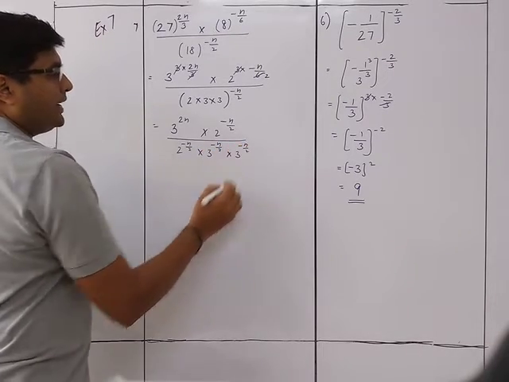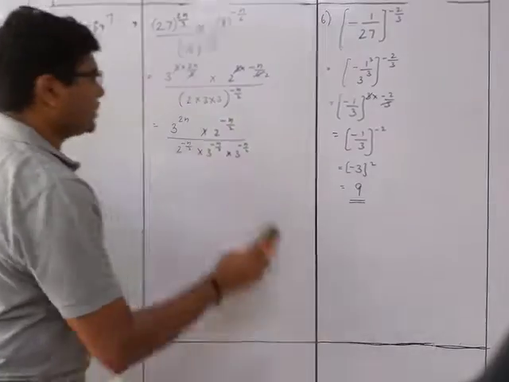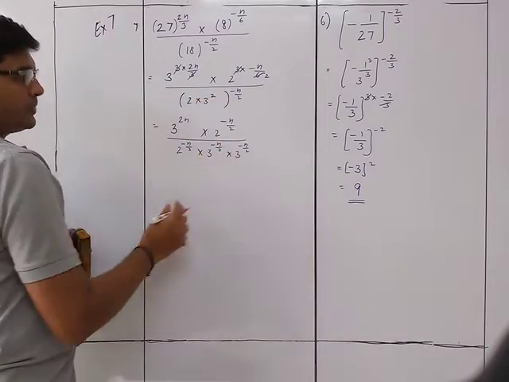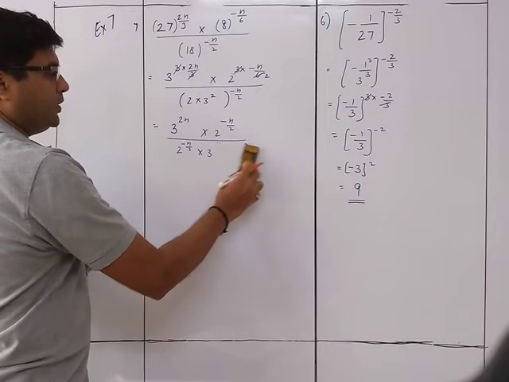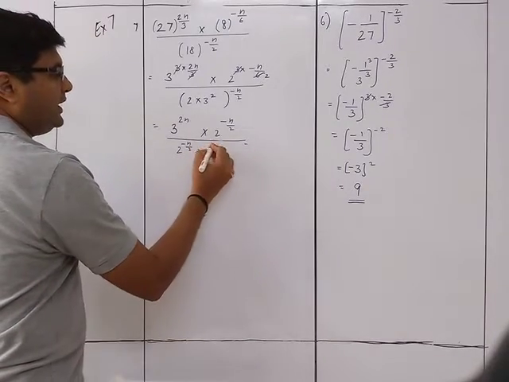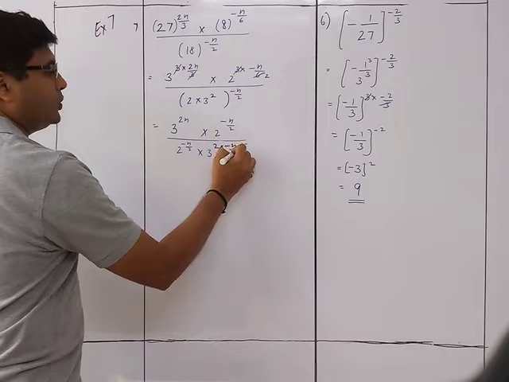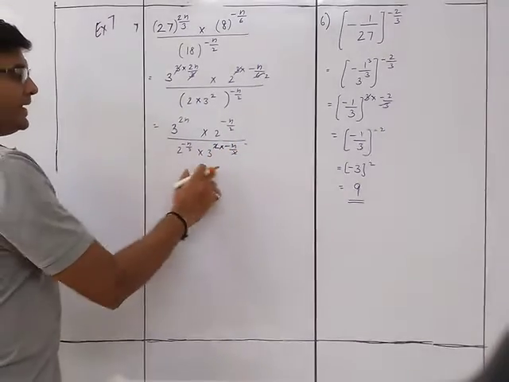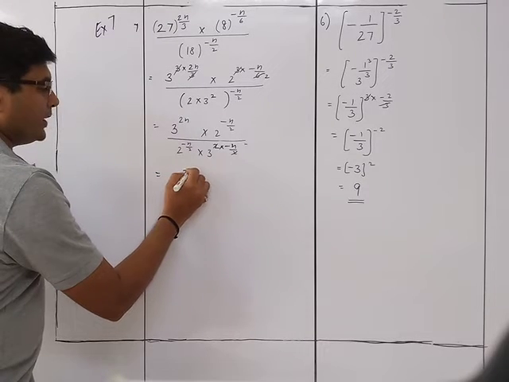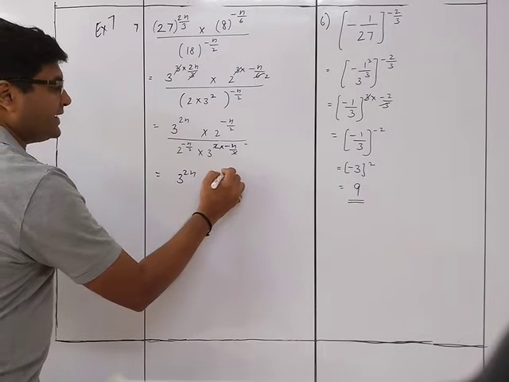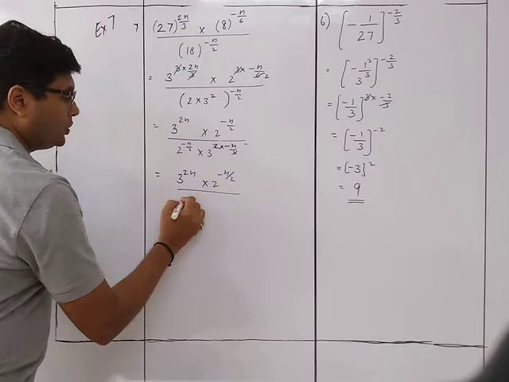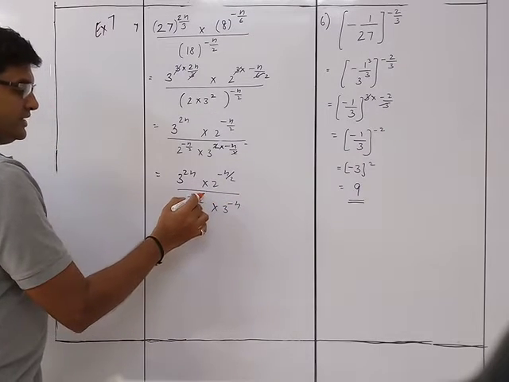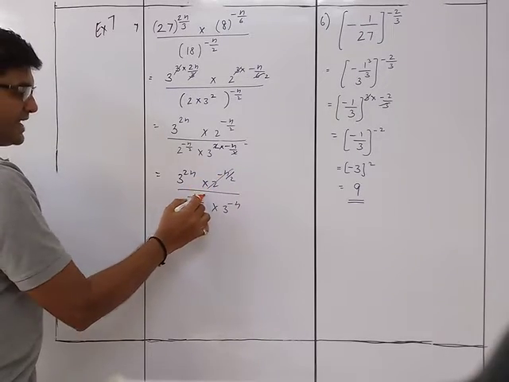Or else, we'll make it slightly simpler over here. We'll make this as a 3 into 2 square. So accordingly, what I'll be getting over here will be 3 into 2 into minus n upon 2. So the 2 gets cancelled. So what I get is 3 raised to 2n into 2 raised to minus n upon 2 upon 2 raised to minus n upon 2 into 3 raised to minus n. So this and this are same. So this gets cancelled.